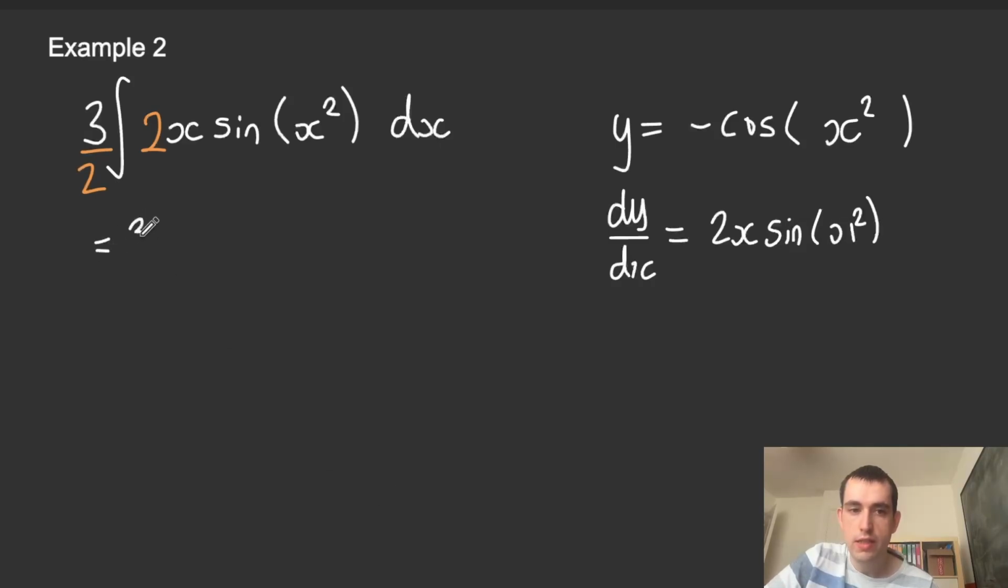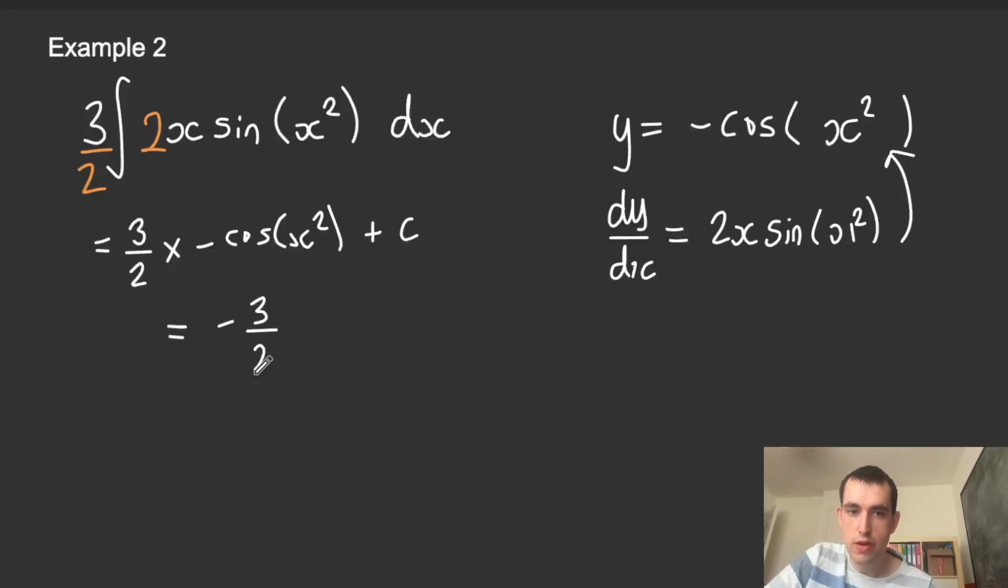Once we've done this, the answer will be 3 over 2 lots of, what's the integral of 2x sine x squared? Well, it's going to be this, minus cos x squared, with our plus c. We can simplify this one a tiny bit: minus 3 over 2 cos x squared plus c. So that's one of the methods.